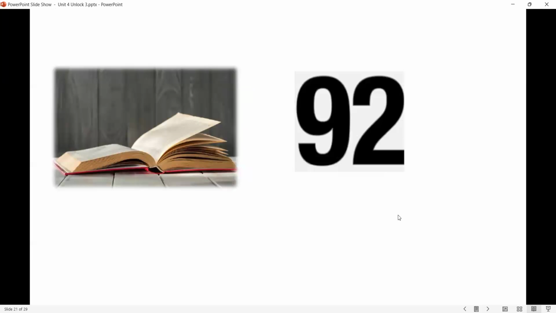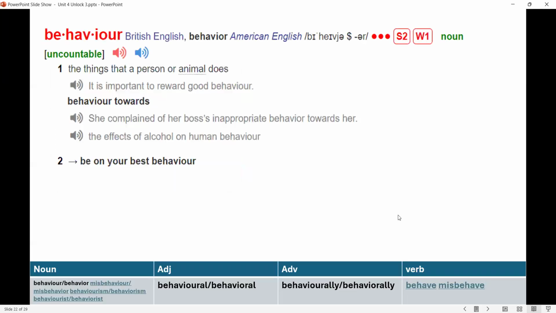Let's continue. Go to page 92. Behavior. Behavior means the things that a person or animal does. Behavior towards someone. And you can also use a phrase like be on your best behavior. Example, it is important to reward good behavior. She complained of her boss's inappropriate behavior towards her.